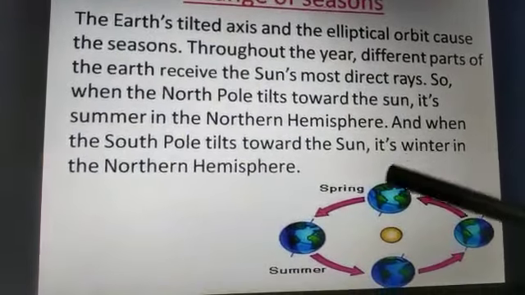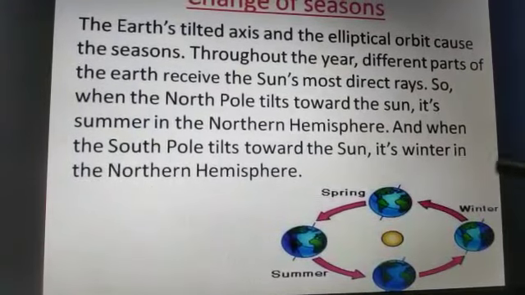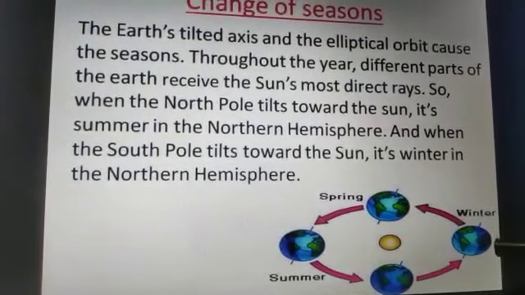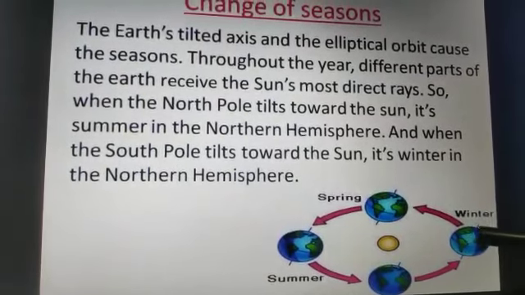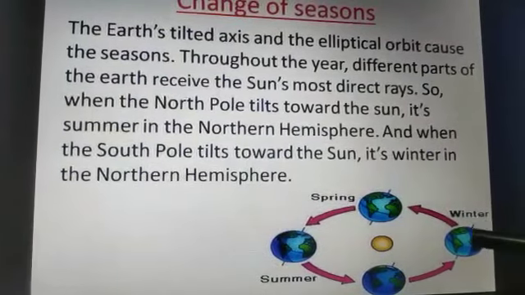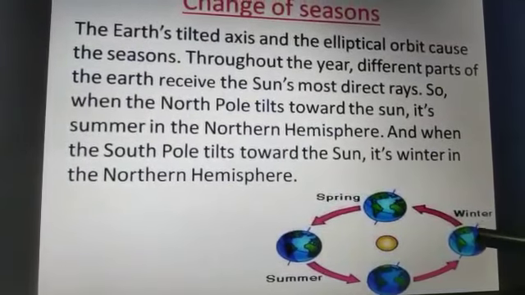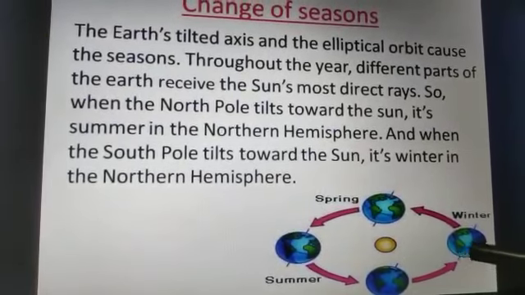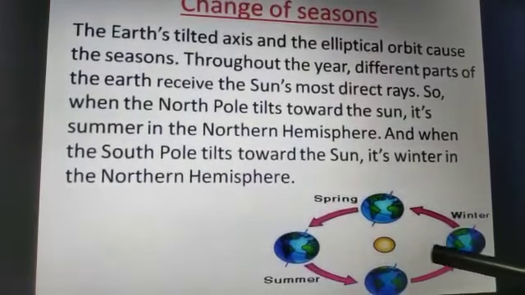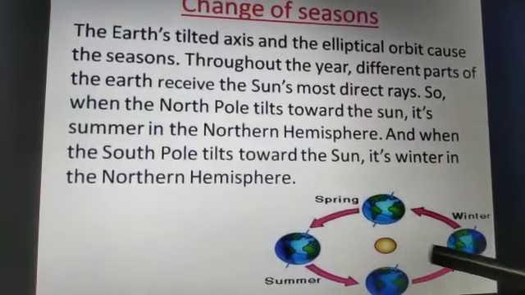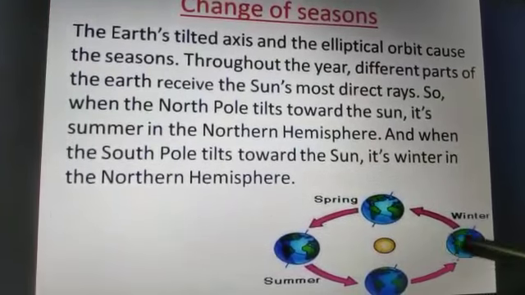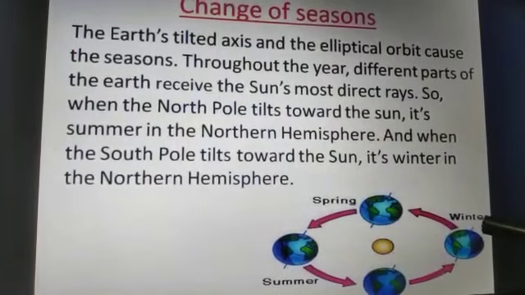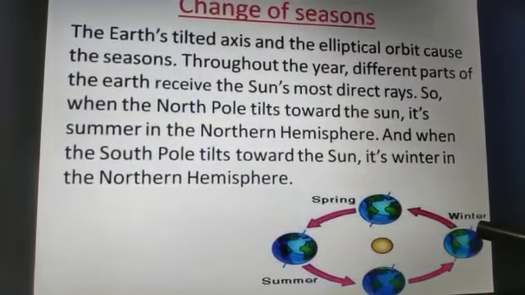And when the South Pole tilts towards the sun, it's winter in the northern hemisphere. What does it mean? Look at this picture. Here you can see the northern pole. It is not near to the sun, whereas the south pole is tilted towards the sun. That means the southern pole is nearer to the sun. It is inclined to the sun. So here is the sun, here is the earth. You can see the southern pole is nearer to the sun, whereas the northern pole is away from the sun.